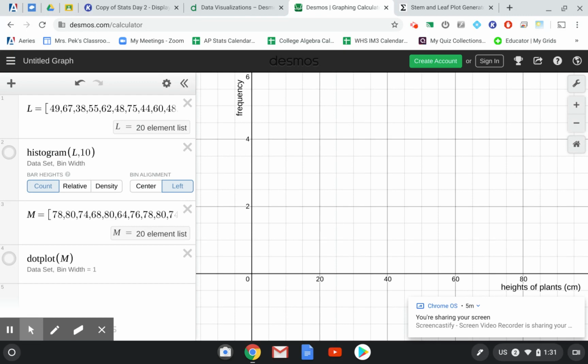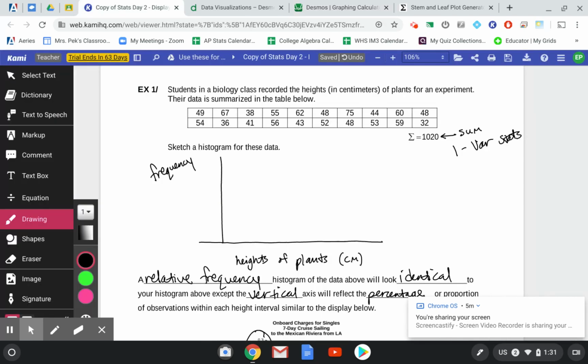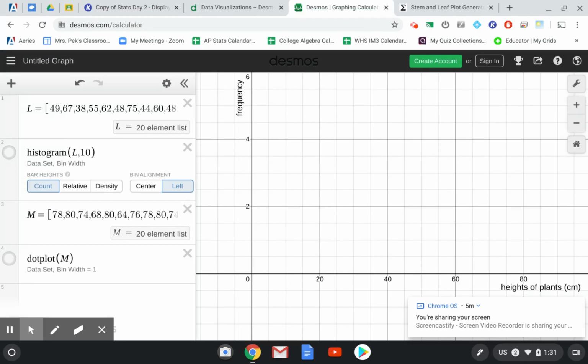If you look at the first two equation boxes here on the left, those are my two for the histogram. We're going to do a box or a dot plot later today. The first thing I did was type L equals square brackets, and I listed all 20 of those numbers from the table with commas in between, and hit enter. Then I typed in histogram of L.